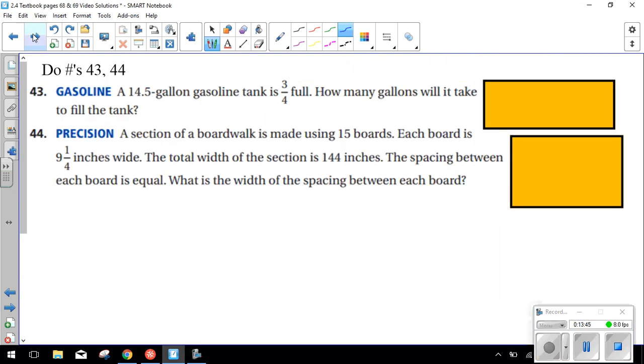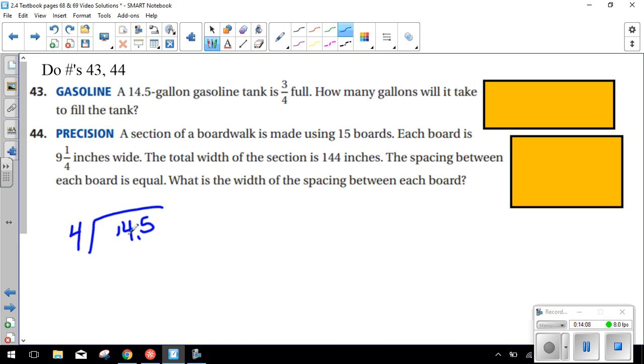Okay, so for number 43, a 14.5 gallon gasoline tank is 3/4 full. How many gallons will it take to fill the tank? So we need 1 more fourth to fill the tank. So if I take this and divide it by 4, it's going to tell me how many more gallons I need. So I'm going to take 14.5 and divide it by 4.